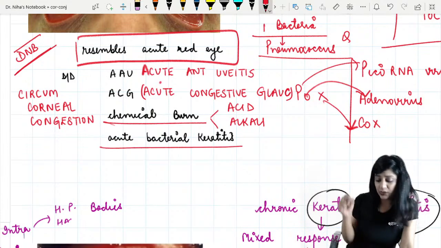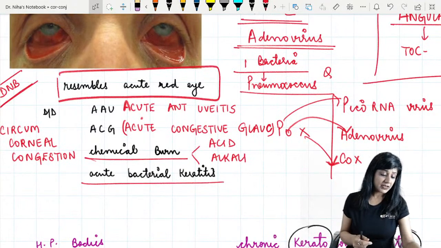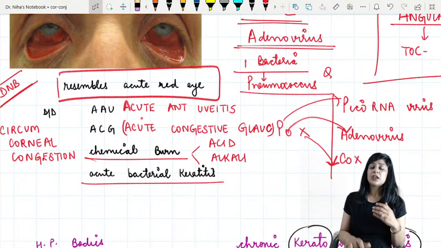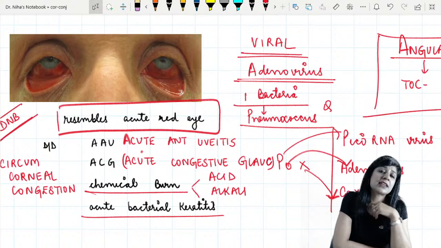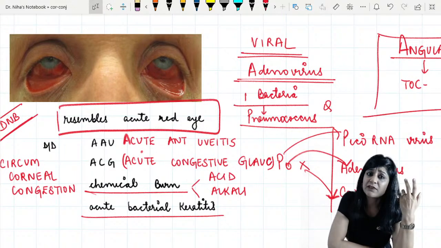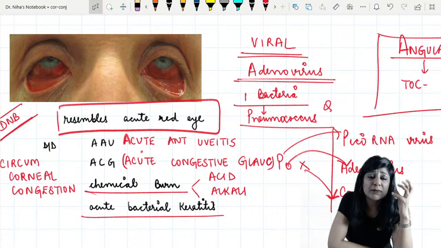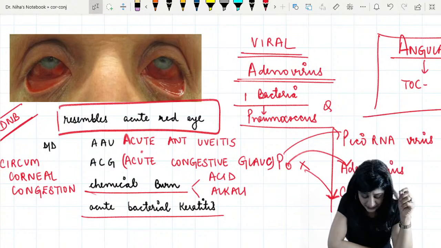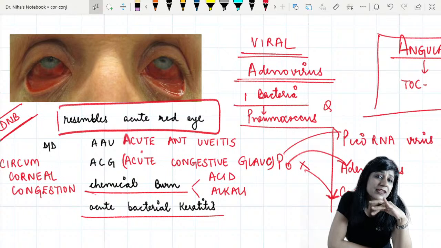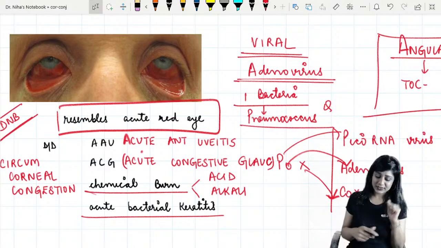And then we can have acute bacterial keratitis. Very, very important DD, I must say. This is a lower one which you can add on in giving examples for your acute red eye, because genuinely the important causes will be acute anterior uveitis, acute congestive glaucoma, chemical injuries with a lot of inflammation and necrosis, and bacterial keratitis. So this is not the exact cause, but it can resemble the acute red eye. So this is your hemorrhagic conjunctivitis, okay?